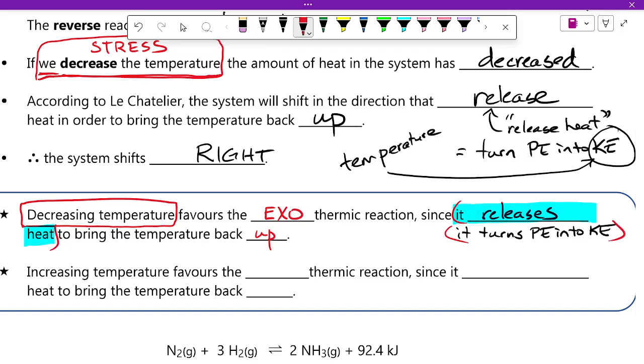Increasing temperature always favors the endothermic reaction since it absorbs heat, which will bring the temperature back down. Because remember, when we absorb heat, we take kinetic energy and we turn it into potential energy.